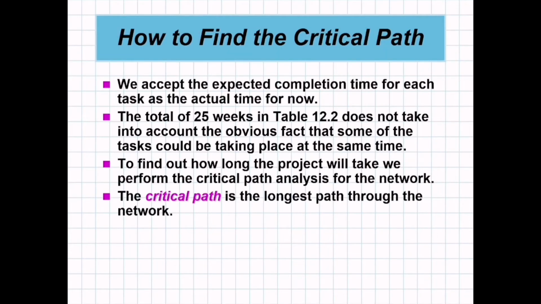And then, how to find the critical path. We accept the expected completion time for each task as the actual time for now. The total of 25 weeks in Table 12.2 does not take into account the obvious fact that some of the tasks could be taking place at the same time.